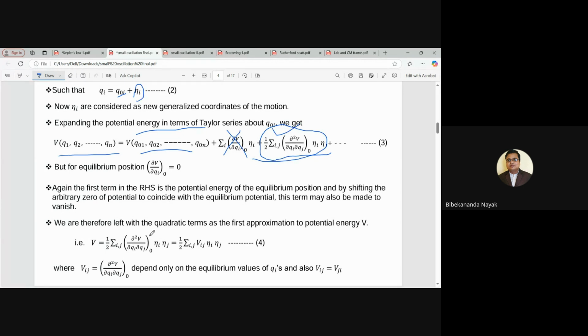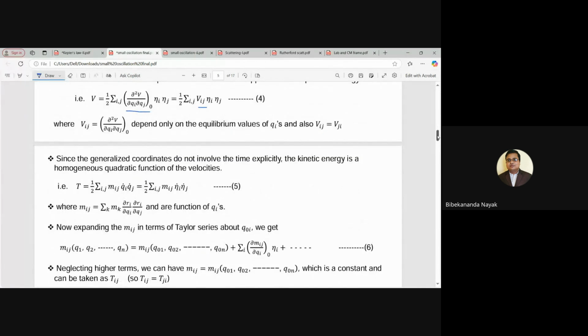Half del square V, which is commonly written as half sum over ij V_ij eta_i eta_j. V_ij means del square V by del q_i del q_j, which is calculated at the equilibrium point. If you interchange i and j, it is not affected, so V_ij is the same as V_ji. Similarly, we know that kinetic energy is half m q dot square, or in terms of ij, I can write half sum m_ij q_i dot q_j dot.